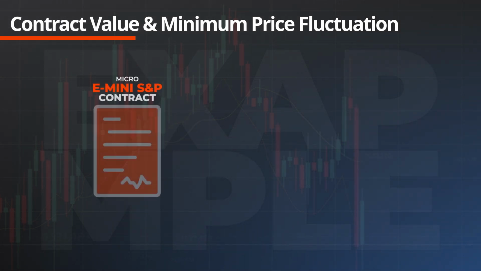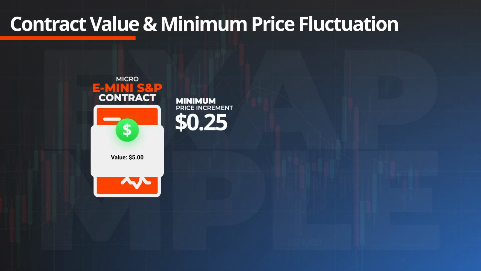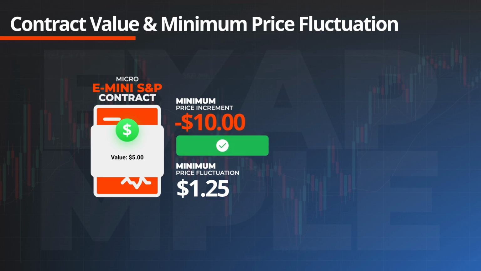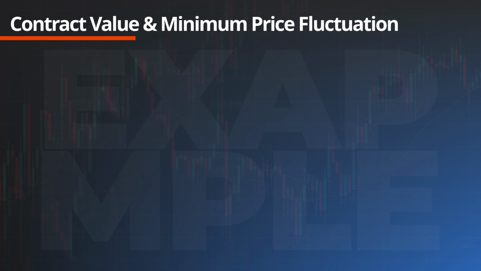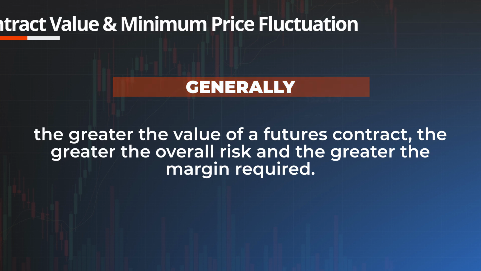Another example, the micro E-mini S&P futures have a contract value of $5 and a minimum price increment of 25 cents, which means each minimum price fluctuation is worth $1.25. If you buy one contract of the E-mini and it goes down by $10 or 40 minimum price fluctuations, you lose $50. $1.25 times 40 minimum price increments. Generally, the greater the value of a futures contract, the greater the overall risk, and the greater the margin required.